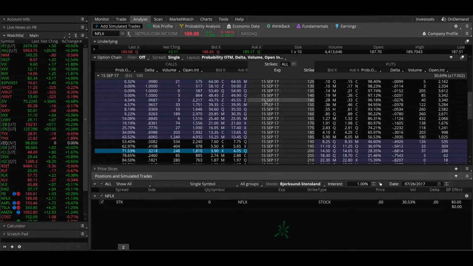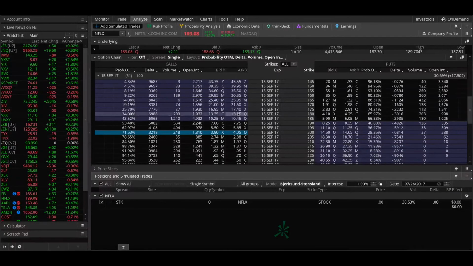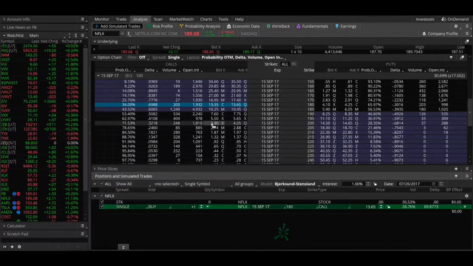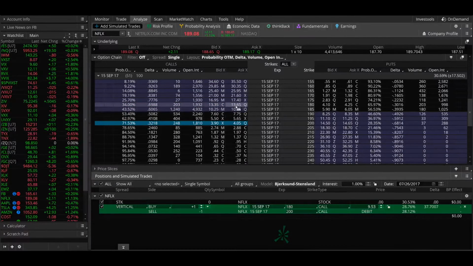Alright, so for this example, we're going to look at Netflix options. Now, as of today's close, Netflix closed at $189.08. Now, for this demonstration, we're going to look at September options with 51 days until expiration. So the first trade I want to look at is the 180-200 bull call spread. So we're buying the 180 call, and then we're selling the 200 call in the September expiration cycle. Now, let's just say we entered this trade for $9.50.